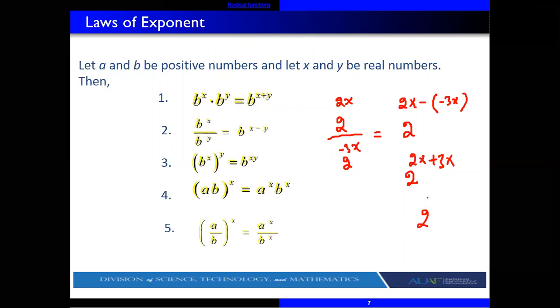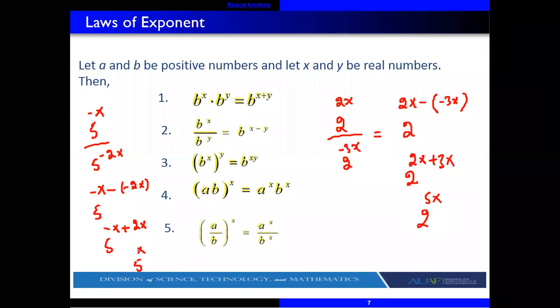This means 2 power 5x. Or if both are negative, like 5 power minus x divided by 5 power minus 2x. Same, take one base and subtract their powers: minus x minus minus 2x. So we have 5 power minus x plus 2x, which is 5 power x, because minus x plus 2x is x. Clear for us now? Okay.